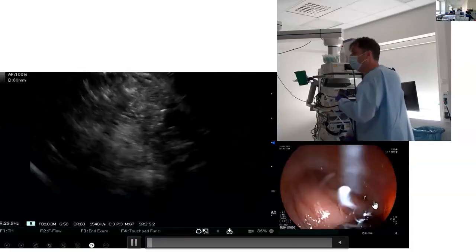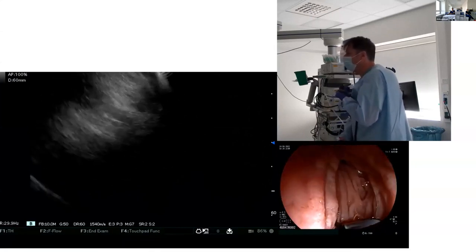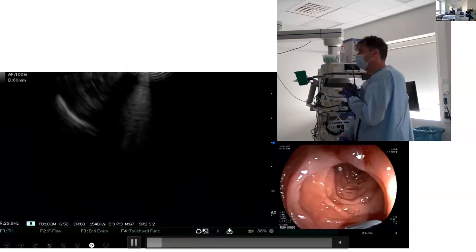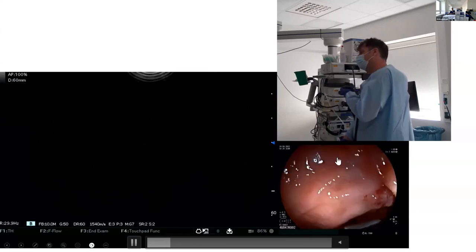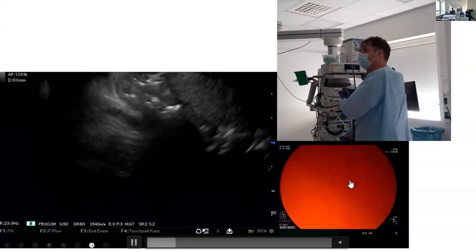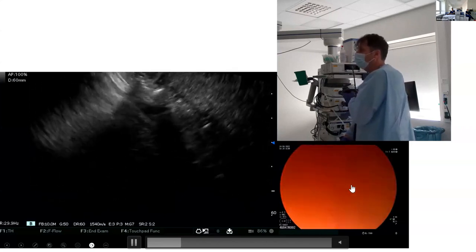So again, we will visualize the papilla. I think in the beginning, it's really good that you go for endoscopic visualization first, because in this way, you know that you're looking at the right sides. Maybe over time, it's not needed anymore. But in the beginning, I would really recommend to do it in this way.